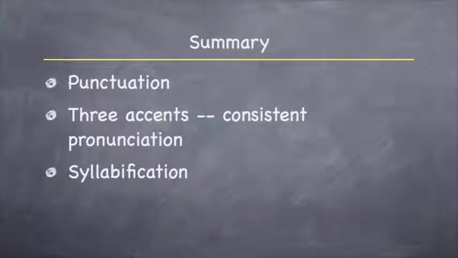All right, let's go to look at the summary and see what we've learned. We learned that there are 4 punctuation marks in Greek. The comma and the period look just like the English comma and period.